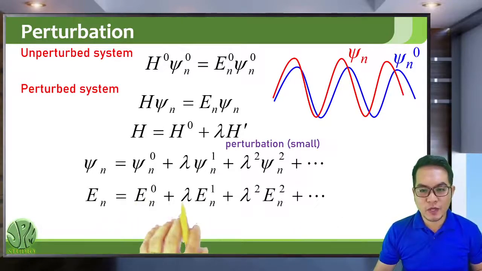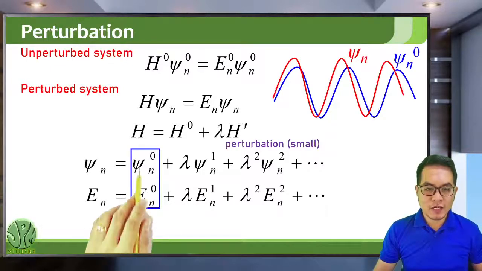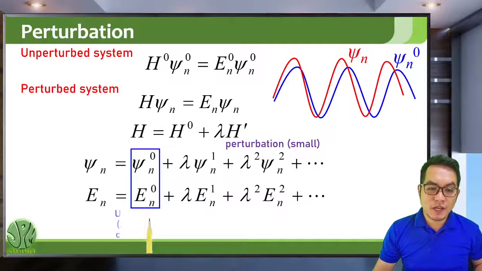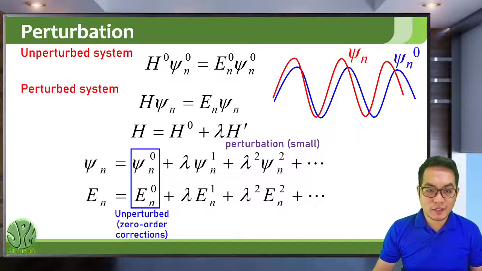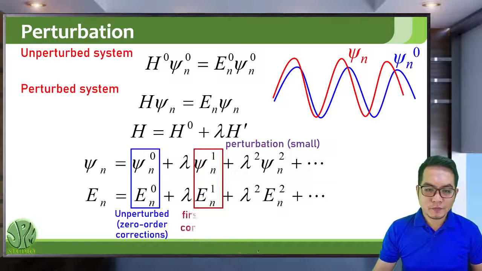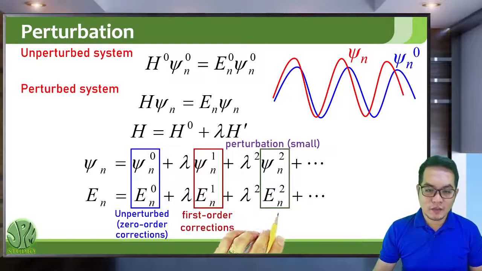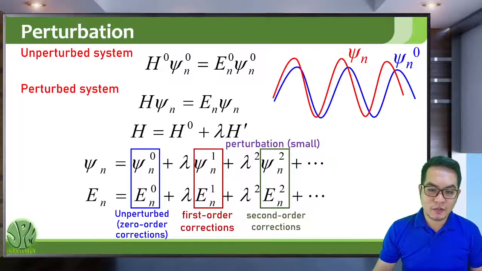Similarly, for energy, we can do a power series expansion. Again, the first terms in the expansion are the unperturbed case, unperturbed wave function, unperturbed energy. We usually call that the zero order correction. The second term here is the first order correction in energy. And the third term is the second order correction, and so on.